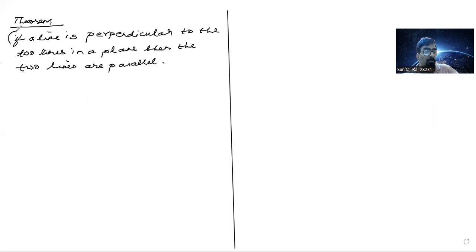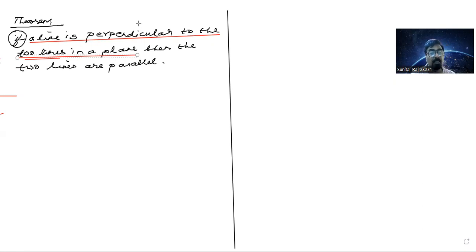Like what is given? If a line is perpendicular to two lines in a plane, meaning, understand, son, if a line is perpendicular to two lines in a plane, the same line is perpendicular to two lines in a plane. A line is perpendicular to the two lines. This is the antecedent, okay? You can see here, children, the same line is perpendicular to two lines in a plane.